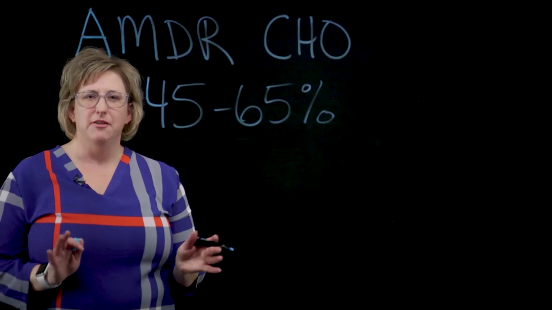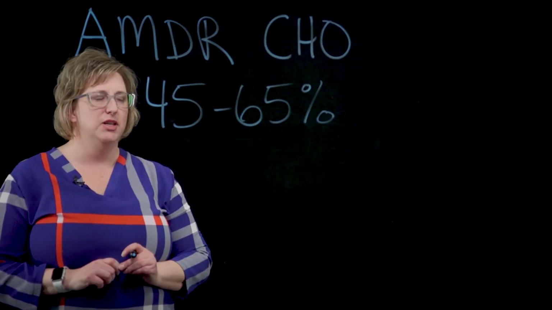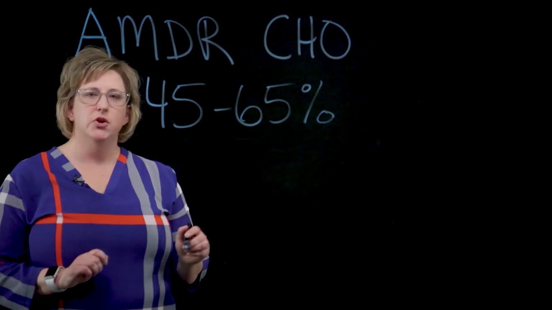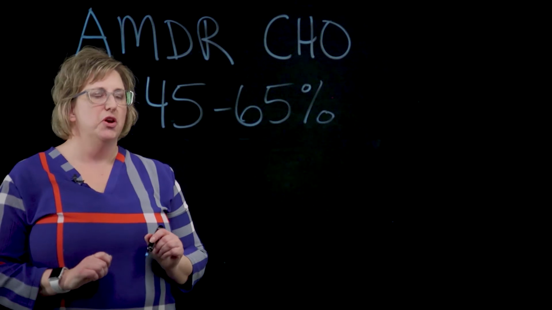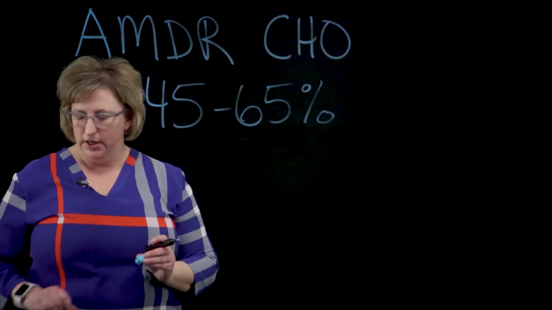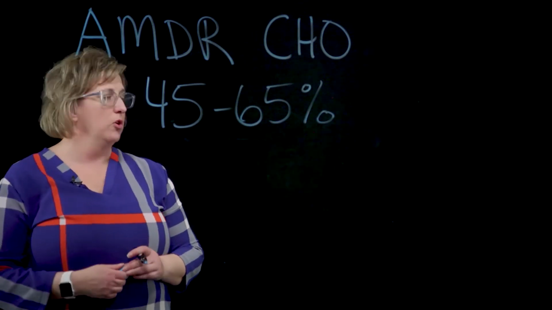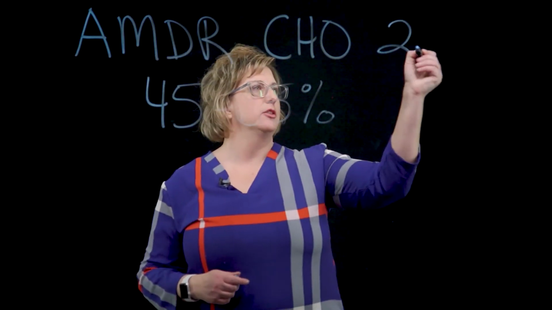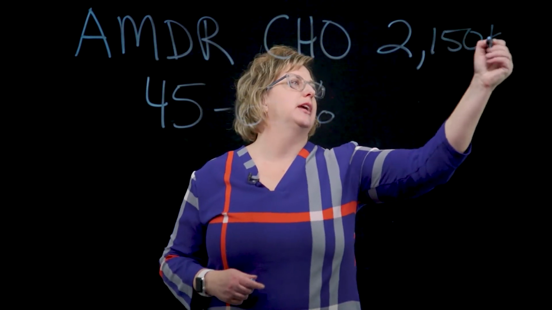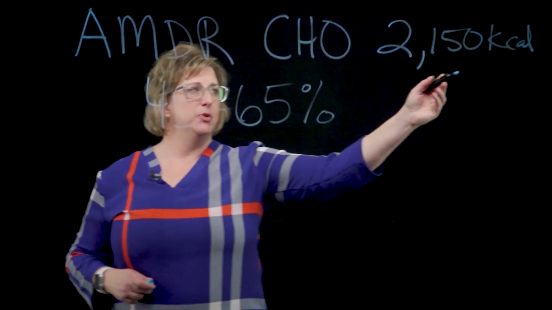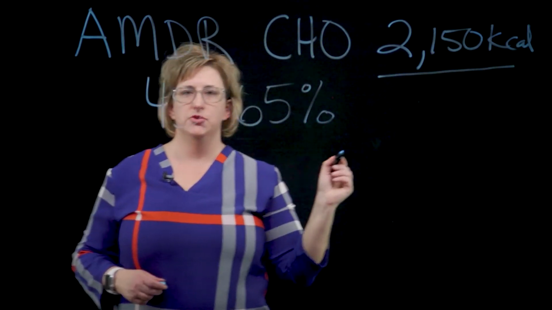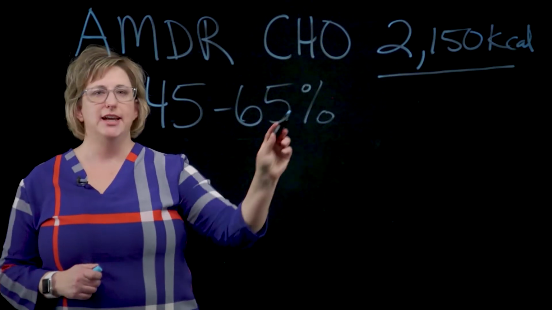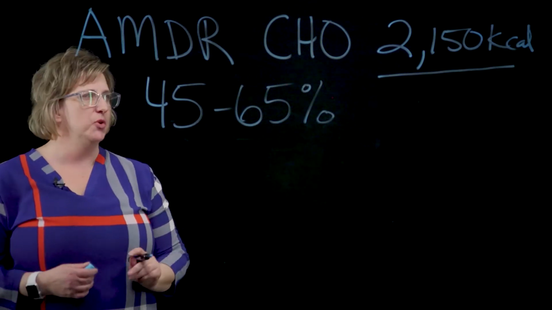So what does that mean to the average consumer? They don't always know what that means, so we're going to help them break that down. We're going to look at these ranges once we know their estimated energy requirements. So for a college student who is mildly active, we're going to estimate that their energy needs are about 2,150 kcals. So if this person needs 2,150 calories, how are we going to figure out what 45 to 65% of that is, and how are we going to tell the consumer in grams?